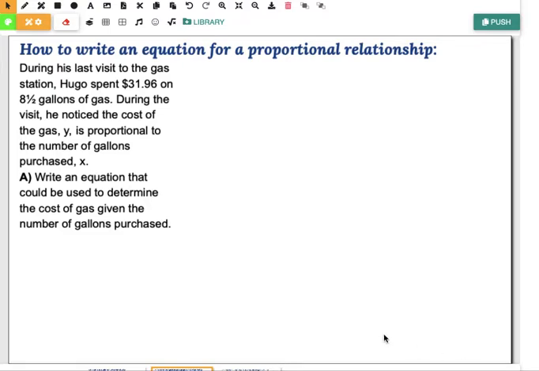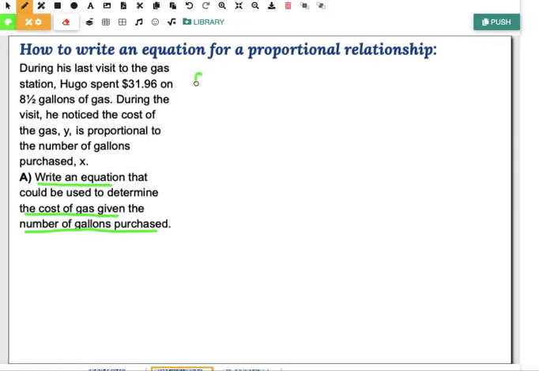All right, so at this point, we'll underline what we're being asked to do. Write an equation that could be used to determine the cost of gas given the number of gallons purchased. So the number of gallons purchased has to be given. So that is an independent variable, whereas the cost depends on the number of gallons. So the cost is going to be Y, and it's written that way here.